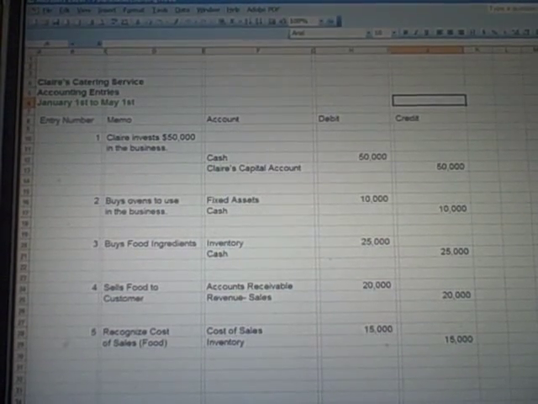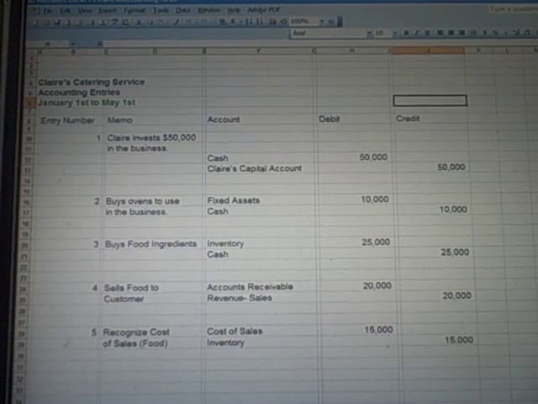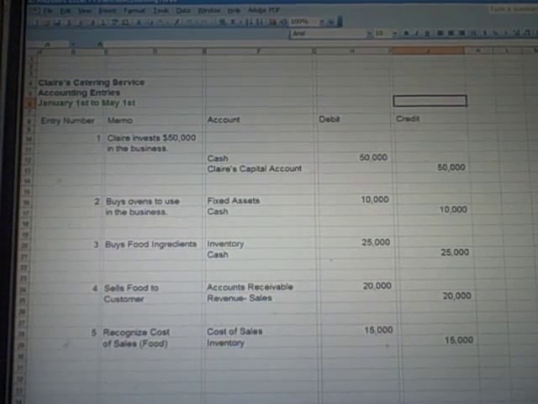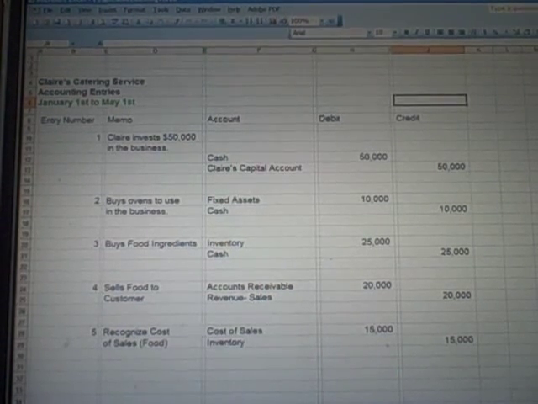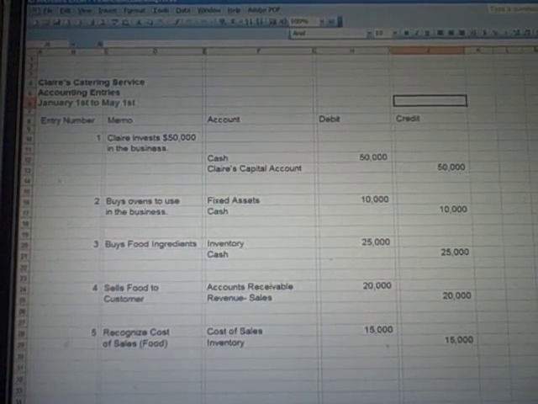What we have here is the 5 transactions that happened to Claire's catering service in a prior video. Claire has a catering service where she buys food, prepares it, sells it to customers, hires people to serve that food at catering events. 5 entries. Number 1, Claire invests $50,000 in the business.